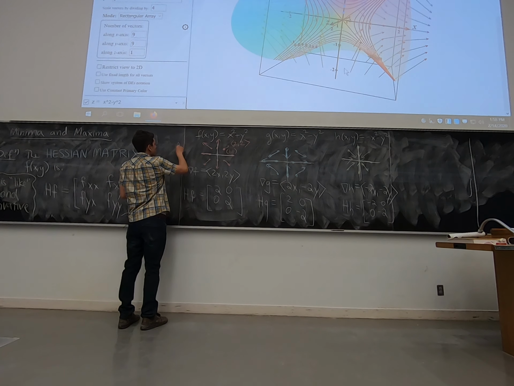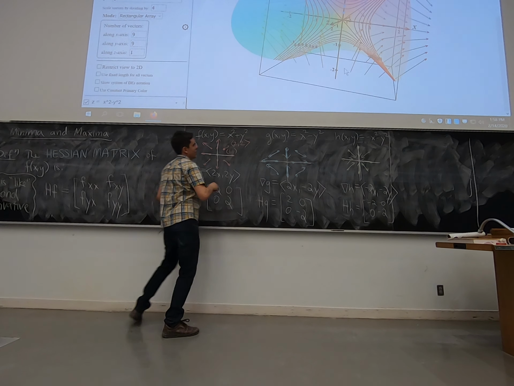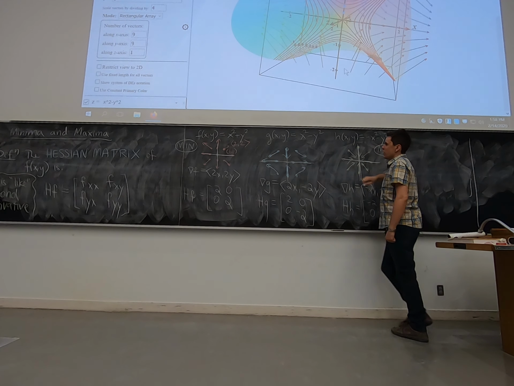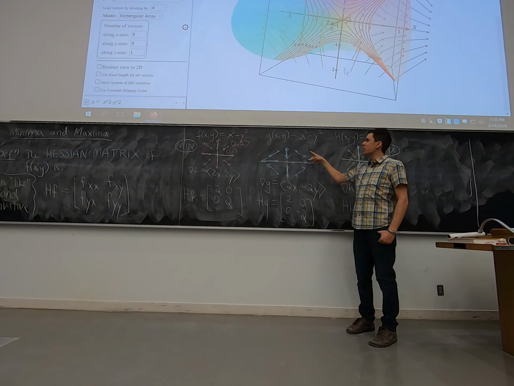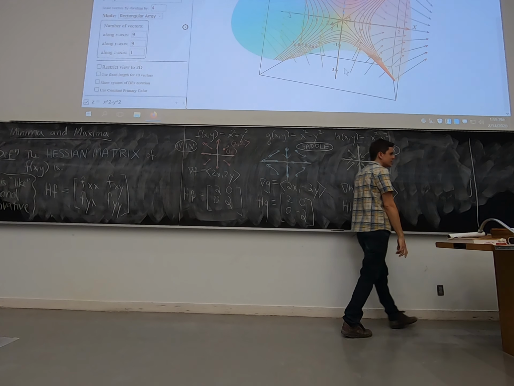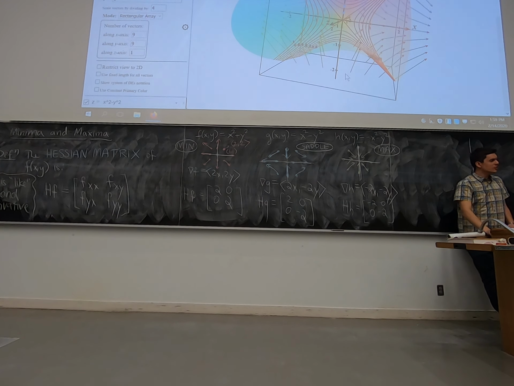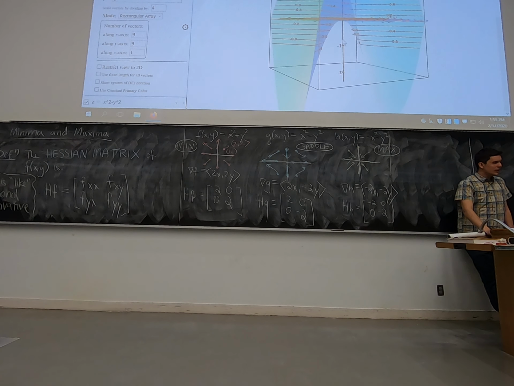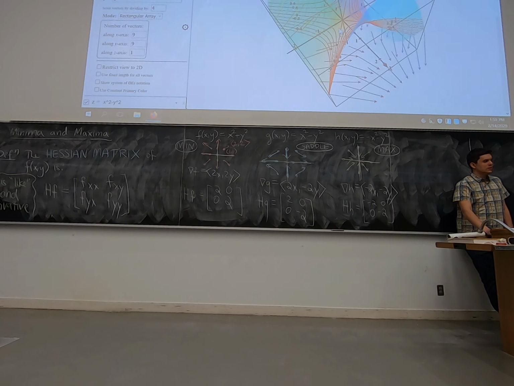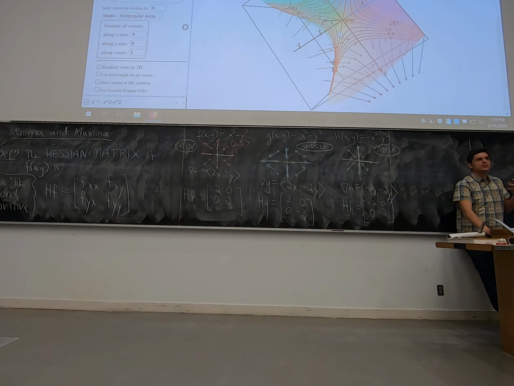So here we've got a min. Here we've got a max. And here we've got something that's neither a min nor a max. A point like that is called a saddle. If we look at our graph, we can see that the origin is not a min nor a max. We go this way, we get smaller. We go this way, we get bigger. This is unstable somehow.